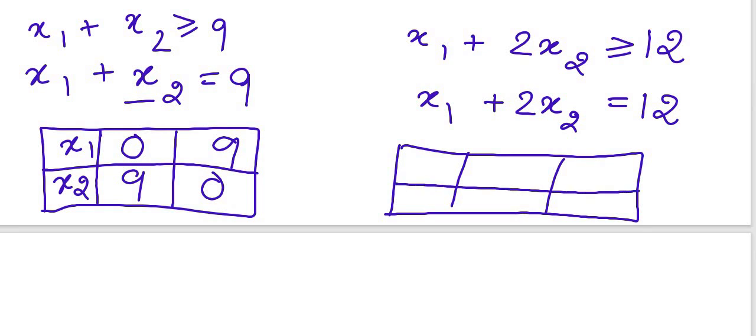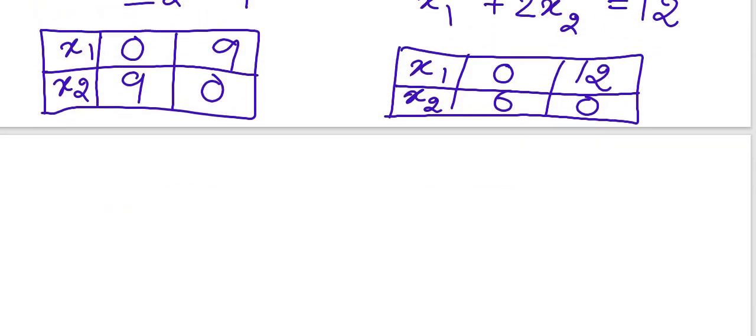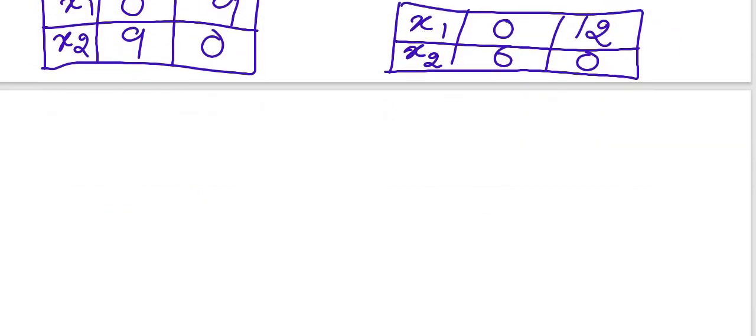See how. x1, this is x2. If we put x1 = 0, then 2x2 = 12 and x2 = 6. Now if we put x2 = 0, x1 = 12. I hope this is clear to you. Now let's proceed further. We have to use these tables to plot a graph.